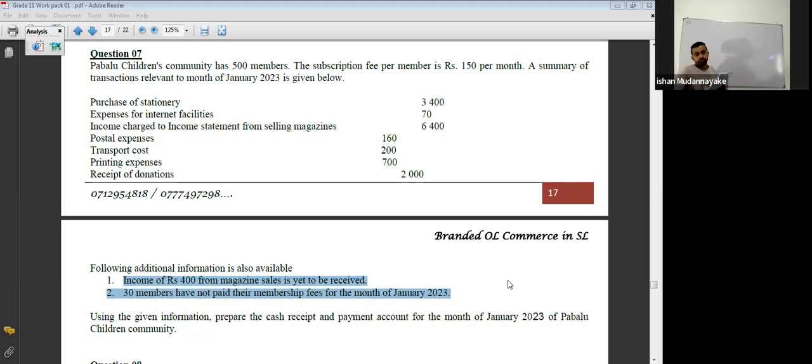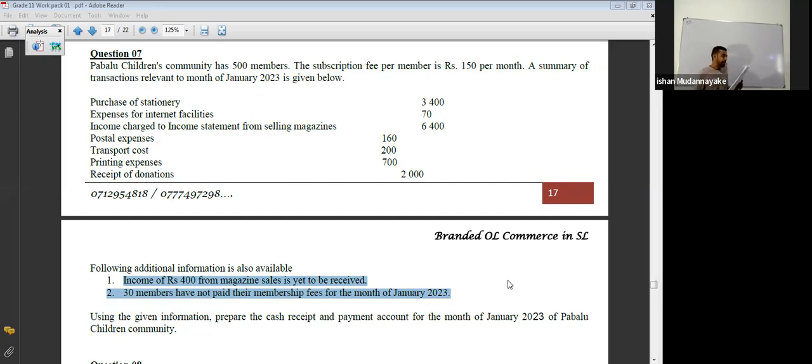Yet to be received. We prepare the cash book. The income statement we prepare on an accrued receipt basis, but the cash book we prepare based on the cash basis: cash inflows, debit; cash out. Income of 400 from magazine sale is yet to be received.